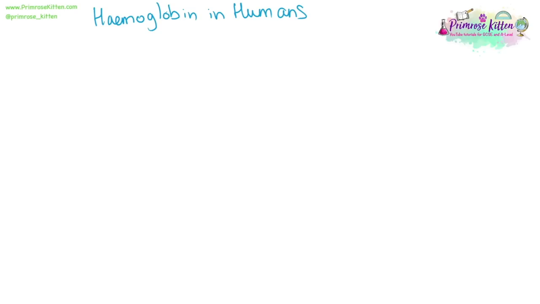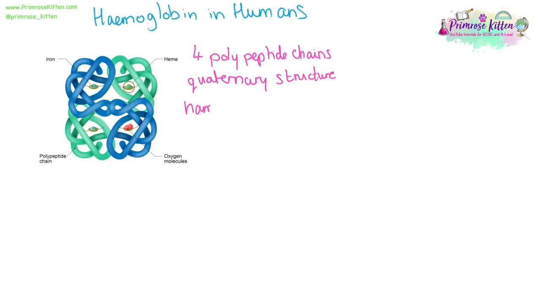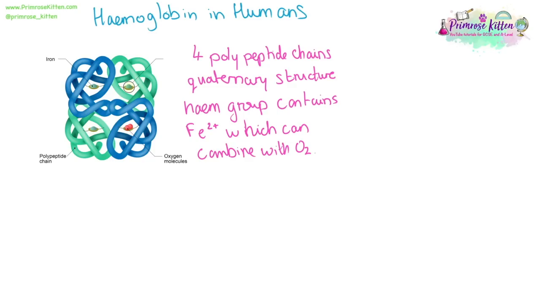Hemoglobin in humans consists of 4 polypeptide chains. This is a protein's quaternary structure. They have heme groups which contain iron 2 ions, and the heme groups are the part that actually combines with oxygen.